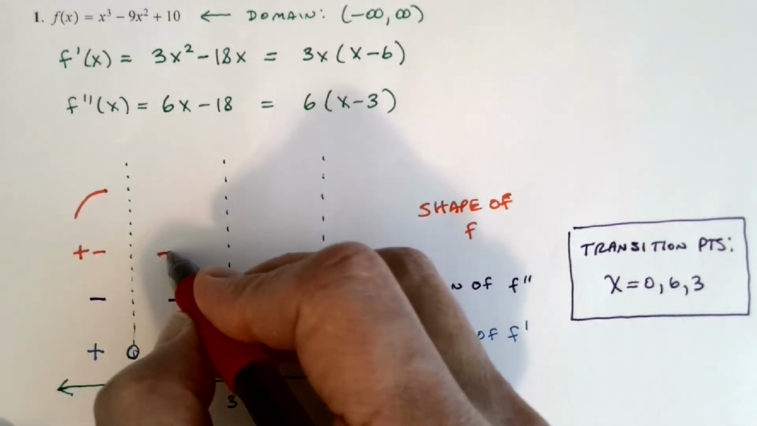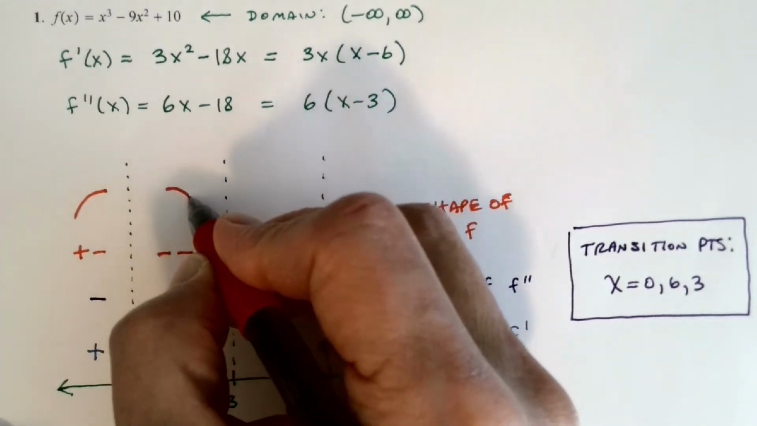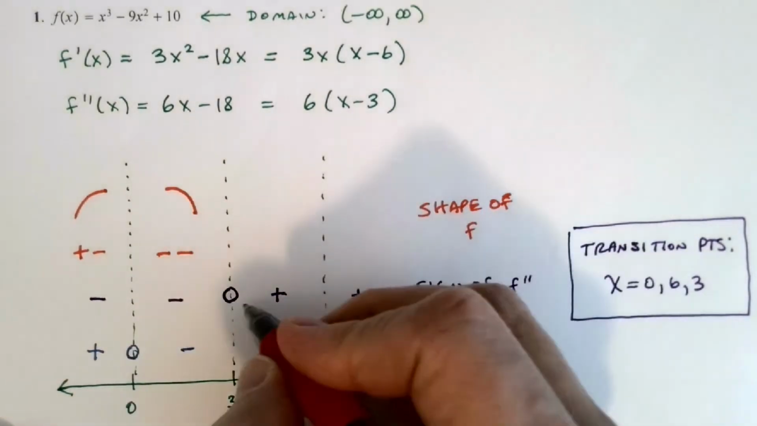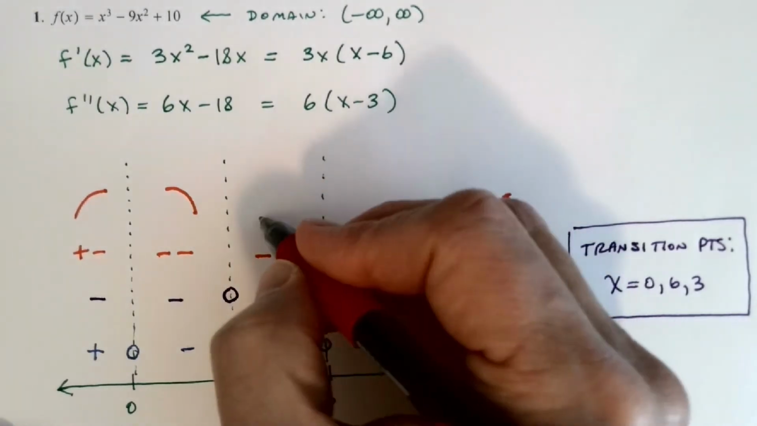Negative, negative, decreasing, concave down. First derivative negative, decreasing, second derivative concave down. So we look like that. Decreasing, concave down. Minus, plus, decreasing, concave up.